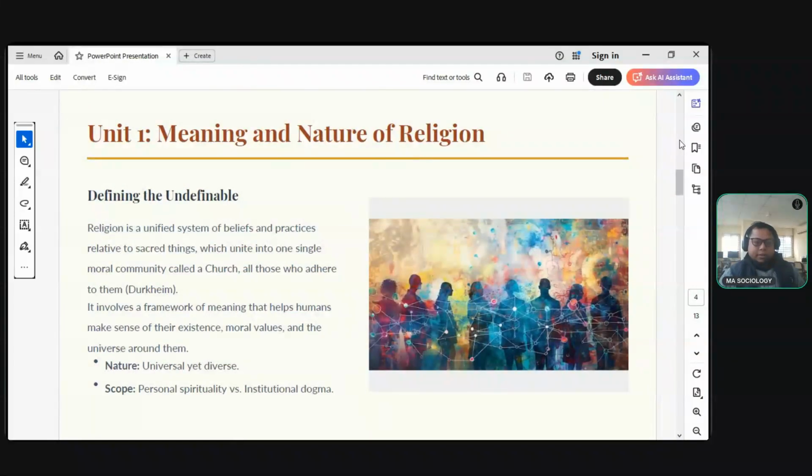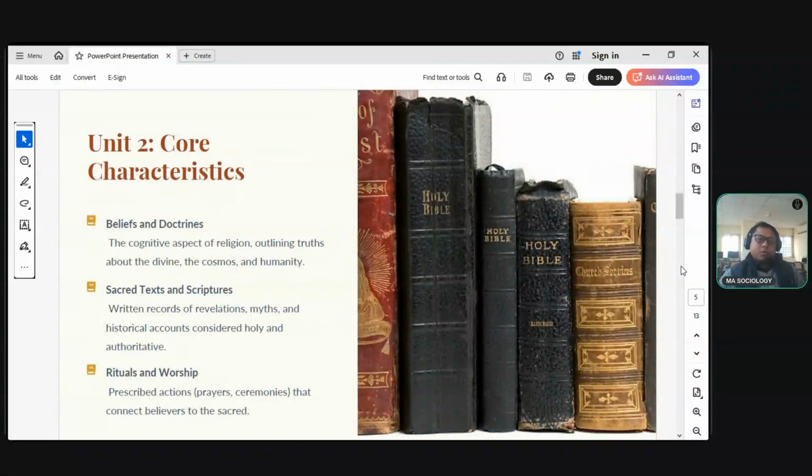Let us try to understand the meaning and nature of religion. The nature and the definition of religion is very flexible. It has various definitions, like Durkheim talks about how humans make sense of moral values and the universe around them. In terms of its nature, it is universal yet diverse. In terms of scope, it covers personal spirituality and institutional dogma. In terms of core characteristics, what the religion believes, it is the beliefs and doctrine, the sacred texts and scriptures, and the rituals and worship.